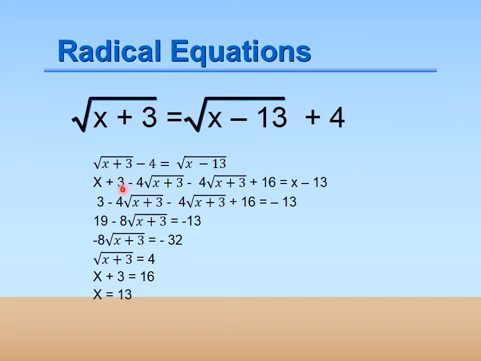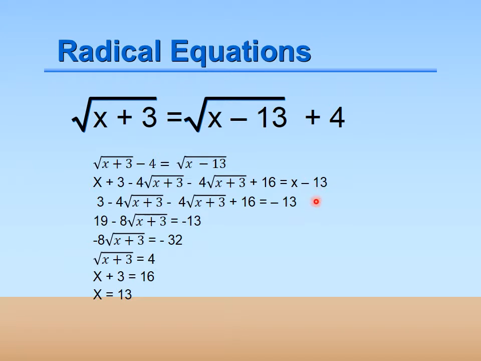And then negative 4 times the square root of x plus 3 is negative 4 square root of x plus 3. And then negative 4 times the square root of x plus 3, square root of x plus 3 is negative 4 square root of x plus 3. And then negative 4 times negative 4 is 16. And then on the right-hand side, when I square the square root of x minus 13, the square and the square root cancel, leaving me just x minus 13.